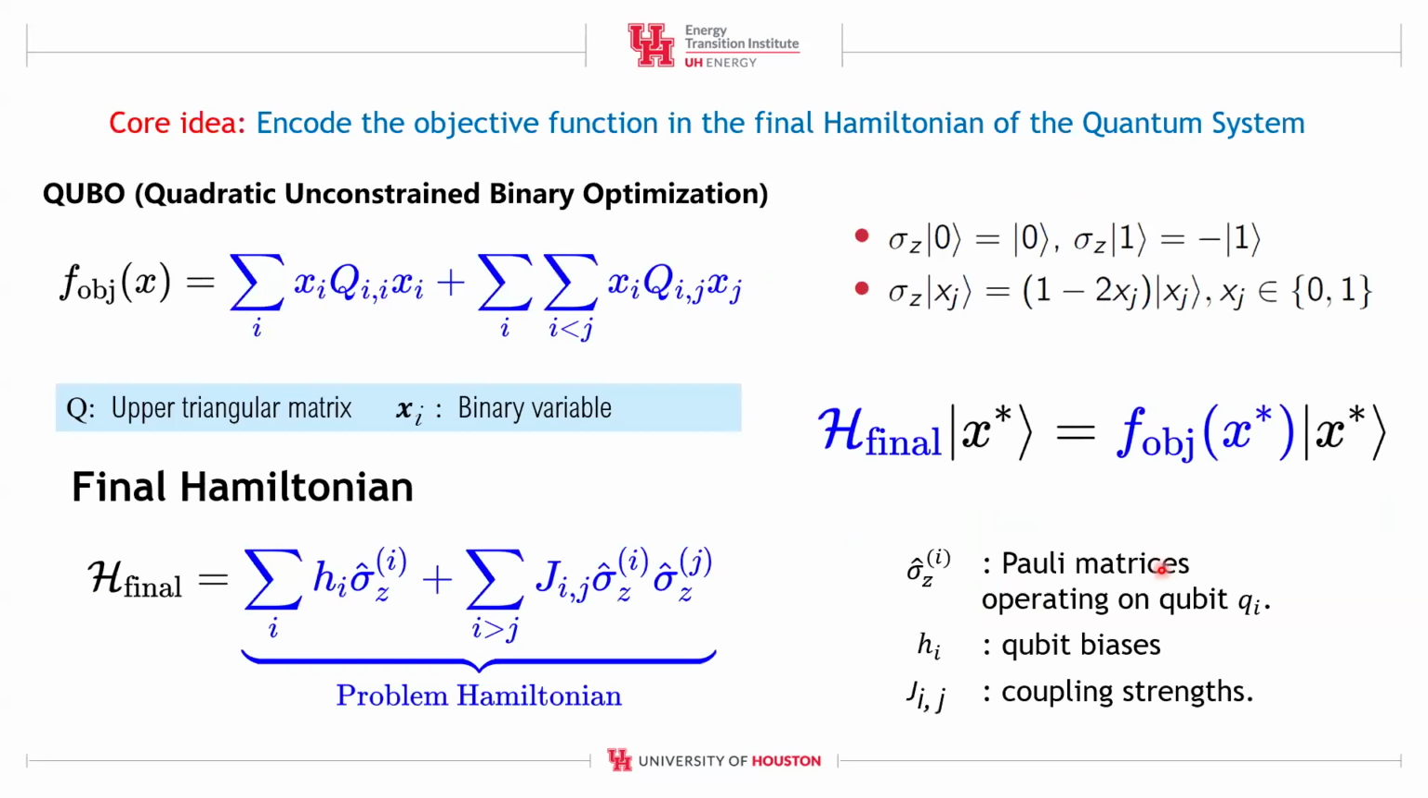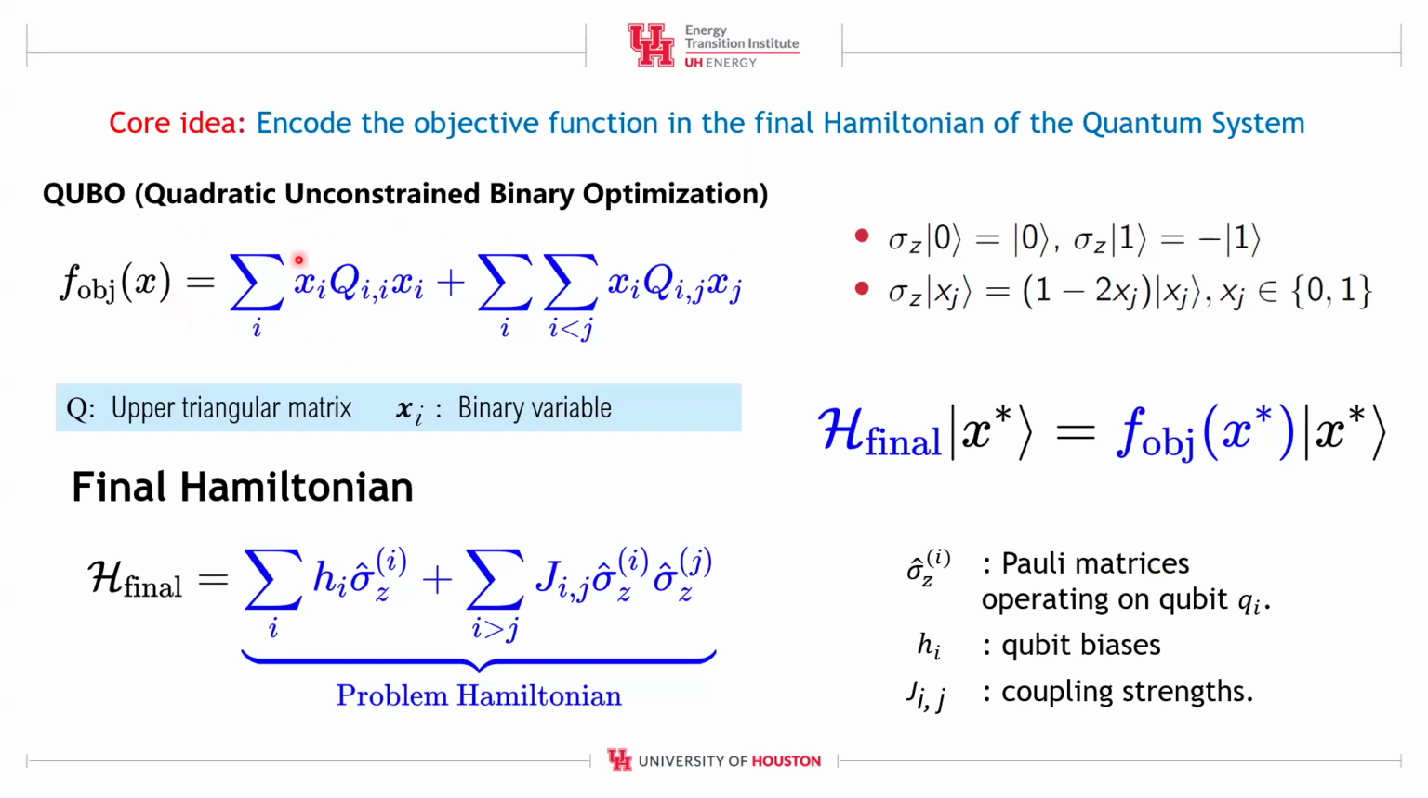So here, I'm talking about optimization. Let's look at how to use a quantum system to solve an optimization problem. Here is a very famous optimization problem. We call it a QUBO. QUBO is quadratic unconstrained binary optimization.